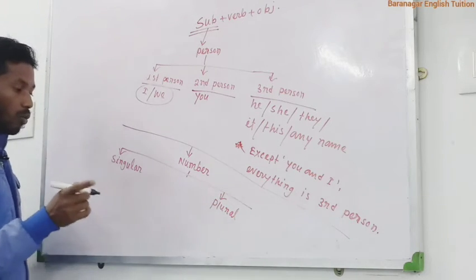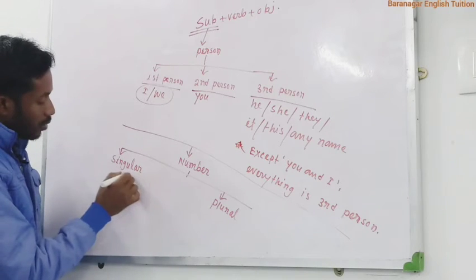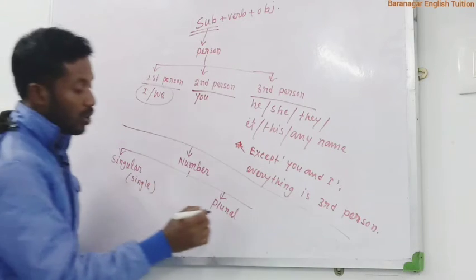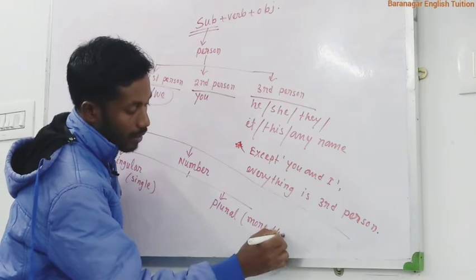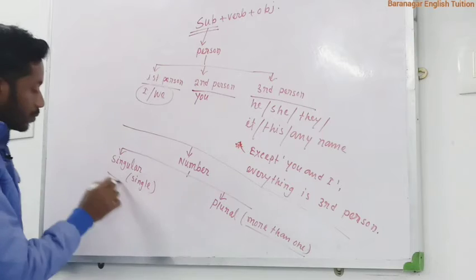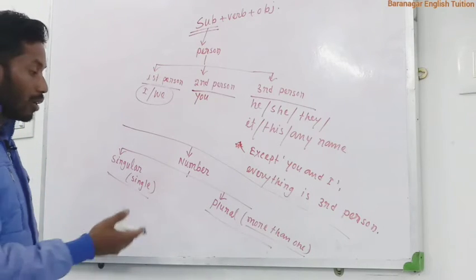So what do you understand by singular? Singular means single, the simple way is single. Single means one, and plural means more than one. This is plural. So why did I mention the number now?